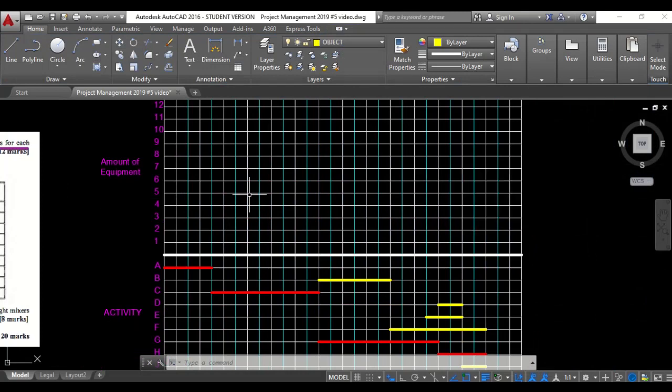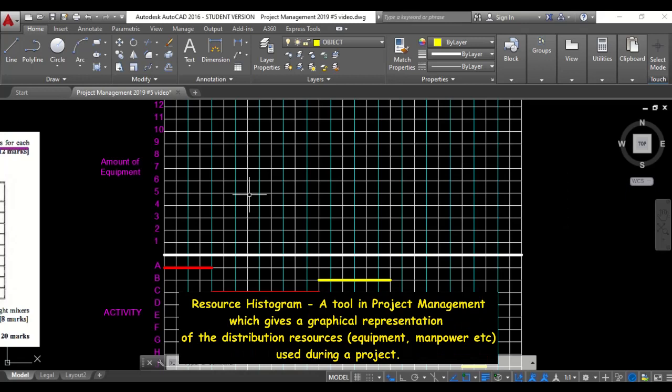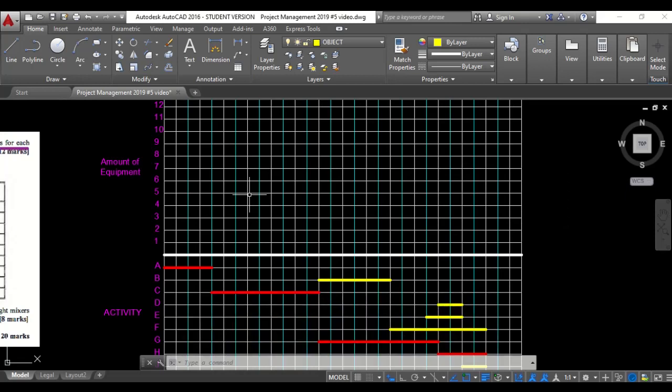So let's get into our resource histogram. This is a technique that is used in project management to provide a visual depiction of the distribution of resources to be used throughout a project. It gives an indication of the number of equipment as well as the timeline during which the equipment will be used. So it's a very good tool to use to get that visual representation of what exactly is going on in a project. So here we go for our network project.